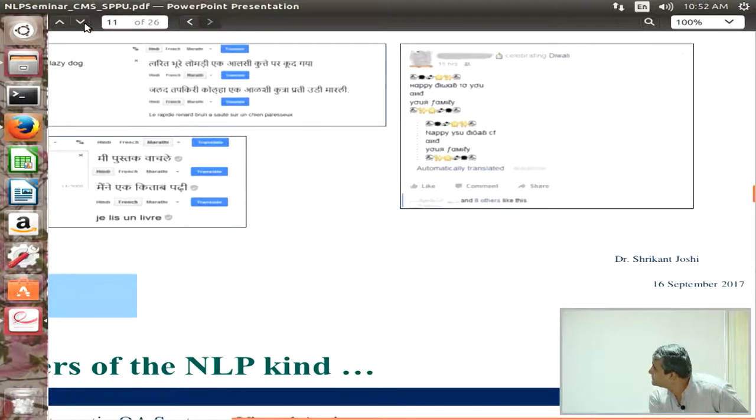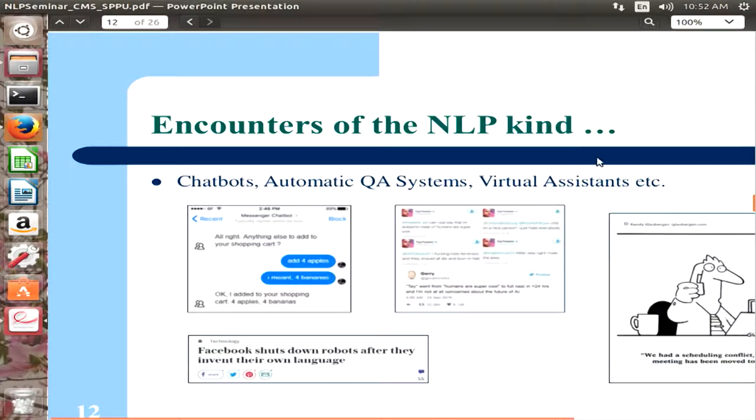Okay, then. So those were spell checkers, grammar checkers, translators. Then you have chatbots, automatic QA systems, virtual assistants. So we are just running a bit behind time. So I'll just read it out.